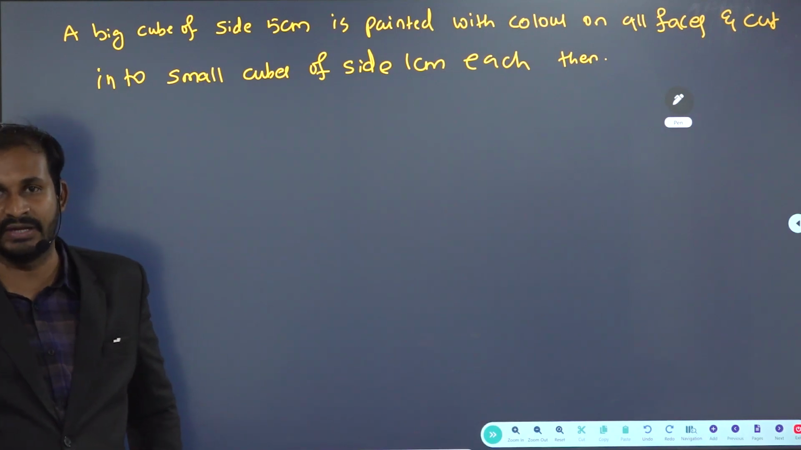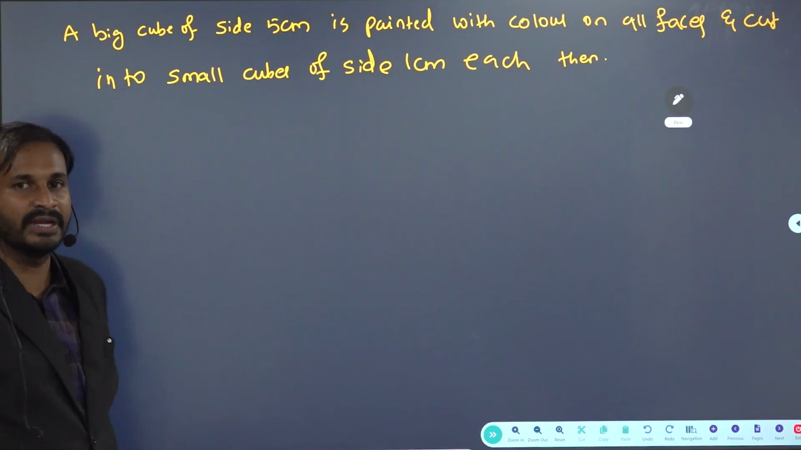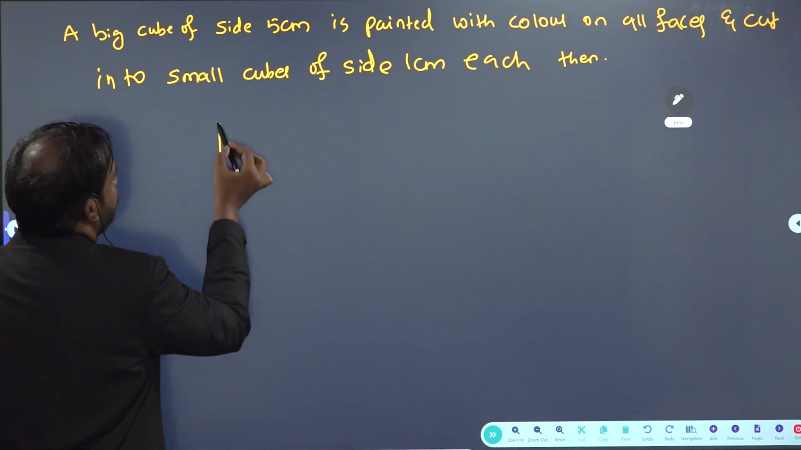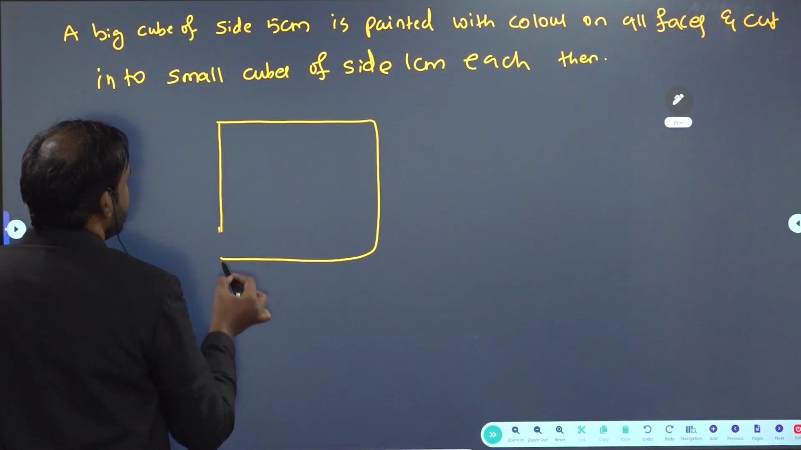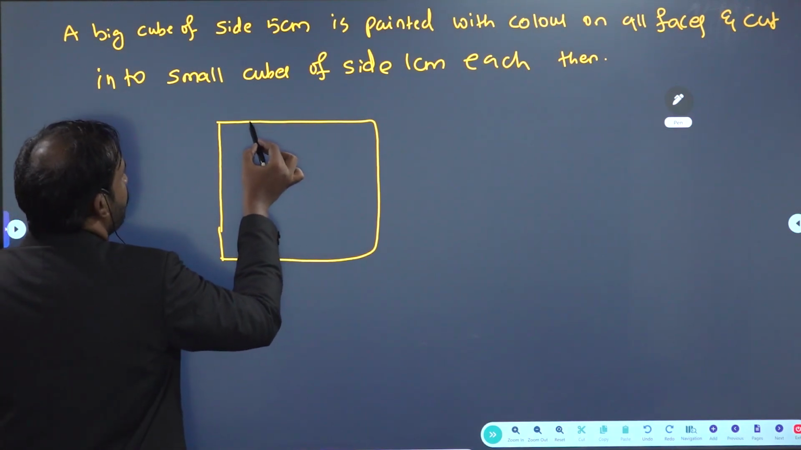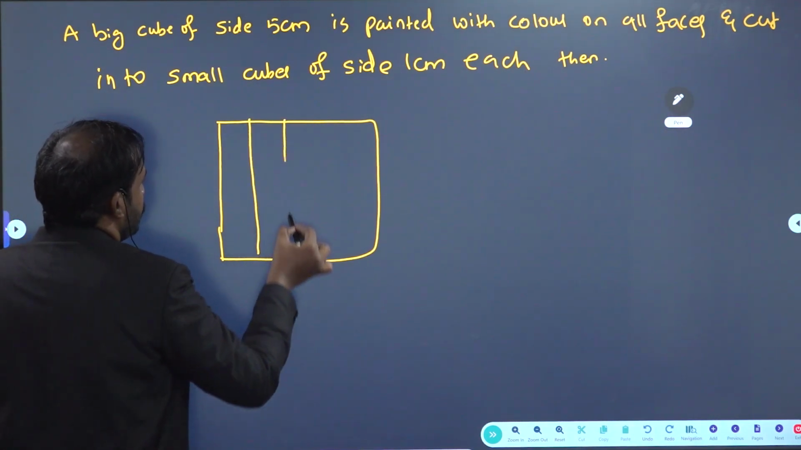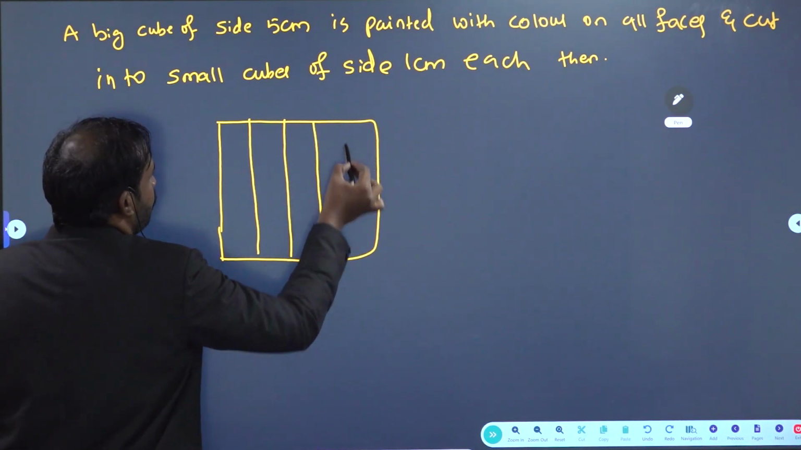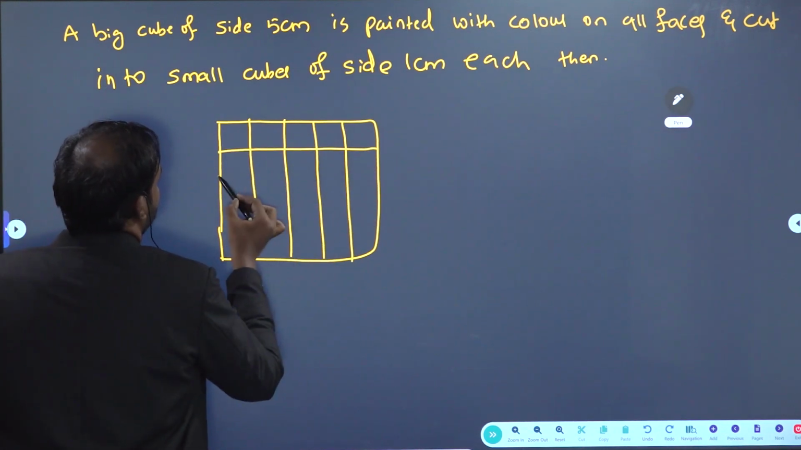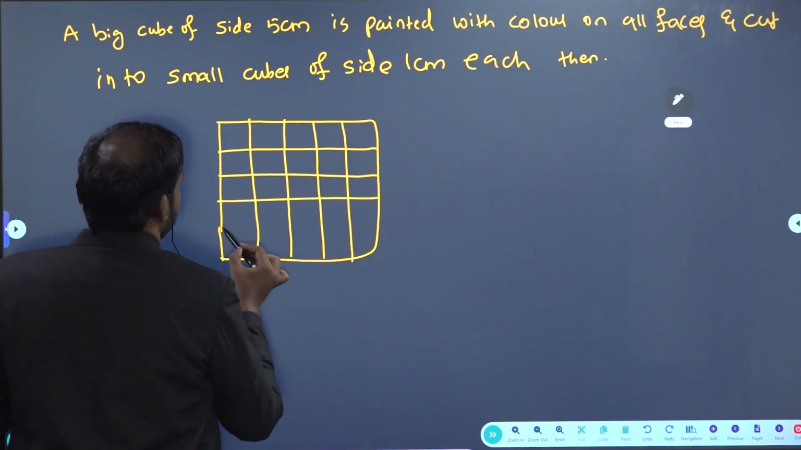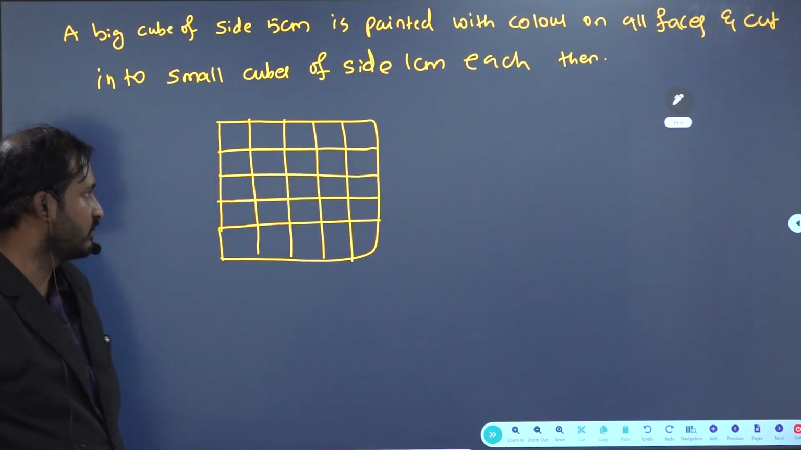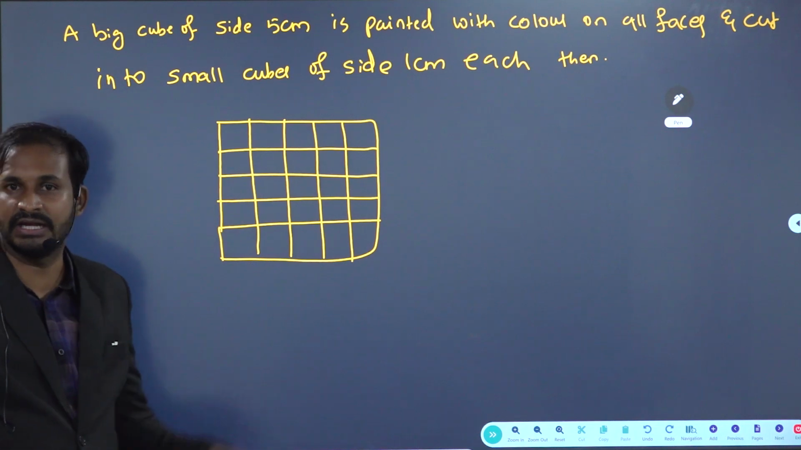How many cubes will get paint on 2 faces? How many cubes will get paint on 1 face? That is the case. Now see here, first of all, I will take 1 face of a big cube. 1 face is how many centimeters? 5 centimeters. Now it was cut into small cubes of 1 centimeter size, 1, 2, 3, 4 and 5, and like this also 1, 2, 3, 4 and 5. Right? It was cut into 1 centimeter small cubes. So 1 face will be cut in this manner.